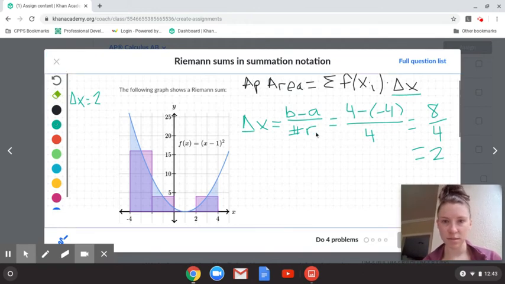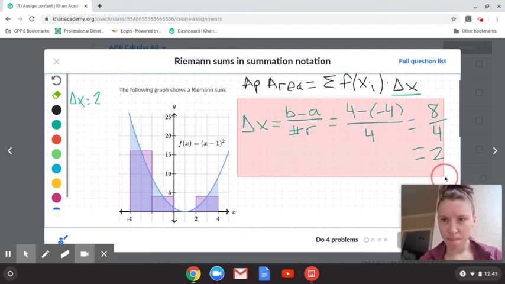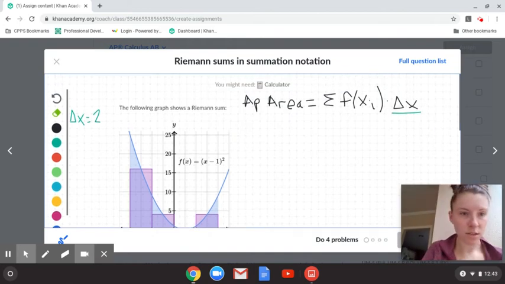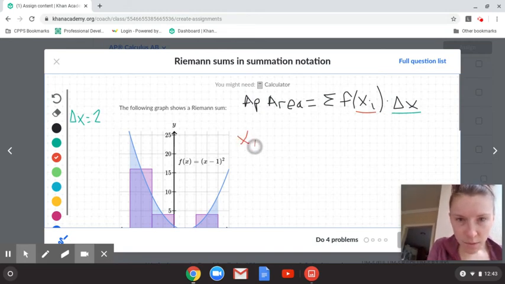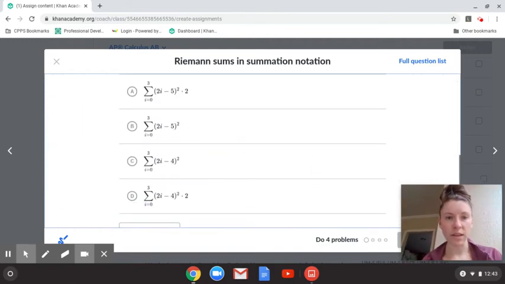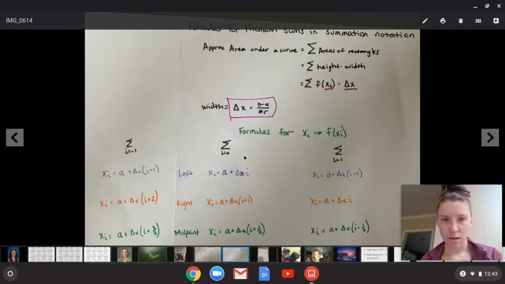I'm going to erase this if I can. Cool. All right, now we need to find our x sub I. So our x sub I depends on what they give us down here. So they give us all zeros, so we have to do a 0. And we're doing a midpoint. So we're going to go back to our formulas. 0 and midpoint, that's x sub I, a plus change of x, then we're adding a half.